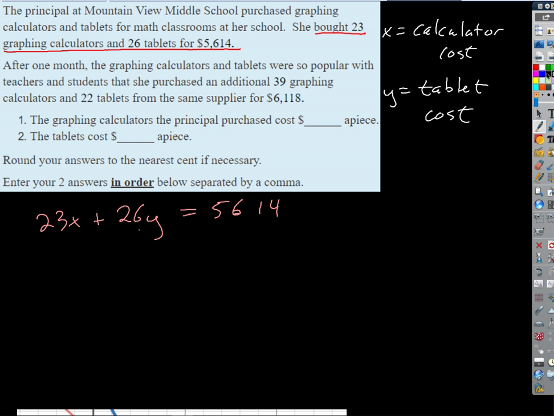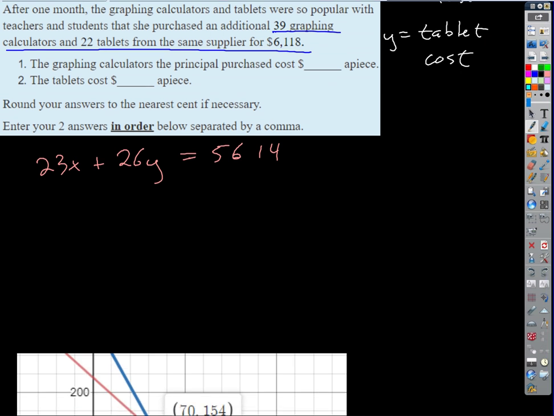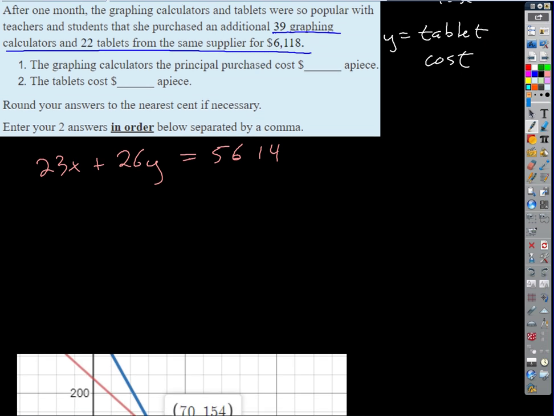Well, we can do something similar down here. Now that the cat's out of the bag, the second equation is pretty easy, right? We know that another order is placed, 39 graphing calculators and 22 tablets for $61.18, right? Everybody agree that's no big deal. We can come up with a similar equation: 39x plus 22y equals 61.18, right?